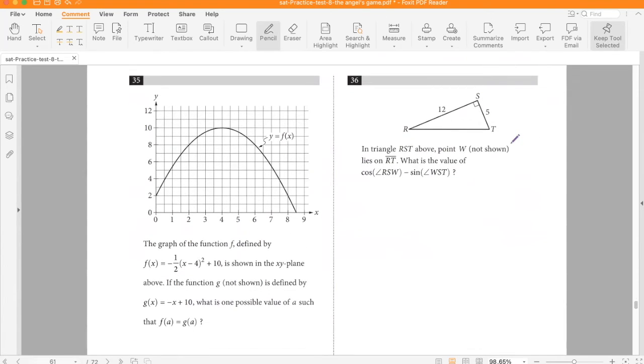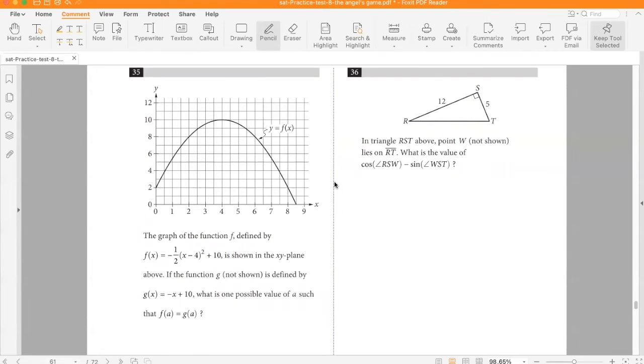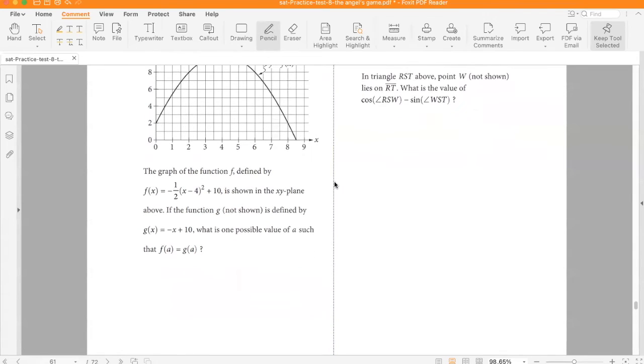The graph of the function f defined by f(x) is minus half (x minus 4) whole squared plus 10 is shown in the xy plane above. If the function g, not shown, is defined by g(x) is minus x plus 10, what is one possible value of a such that f(a) is equal to g(a)? So here f(a) has to be equal to g(a).